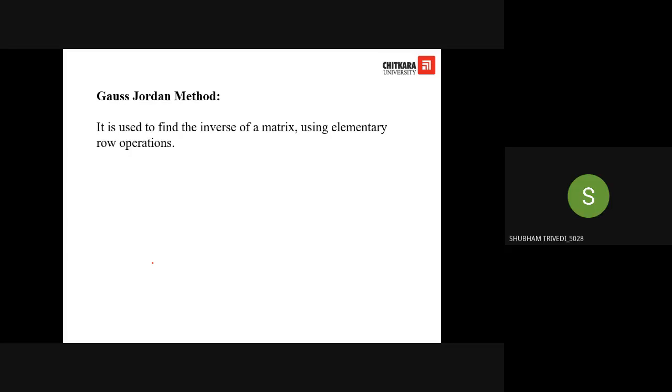Ma'am, it shouldn't be a null matrix. No, beta. I'm not asking about the Gauss-Jordan method. I'm asking for which matrix you can find the inverse.